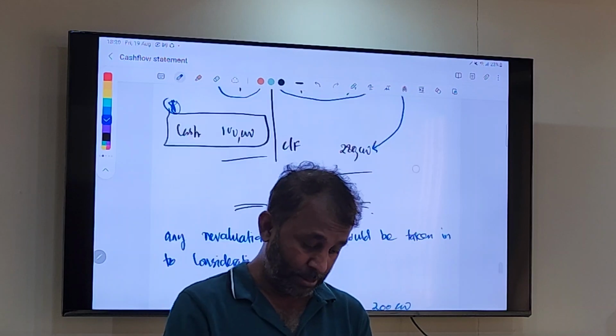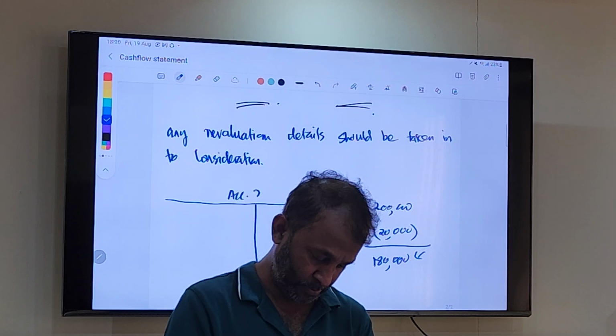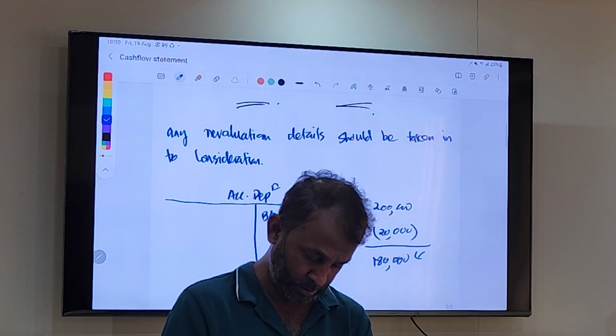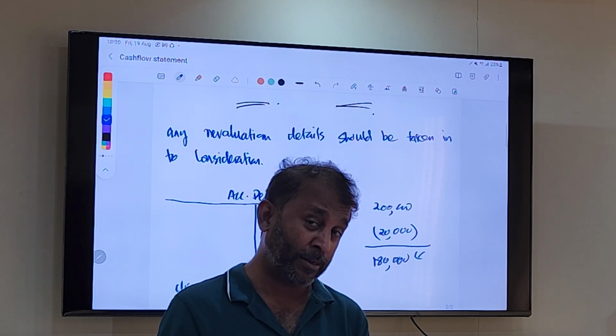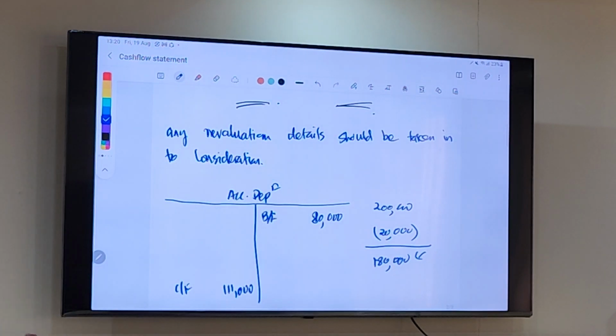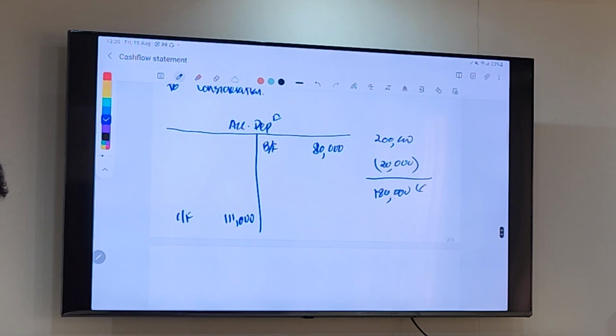Clear? Okay. Now, what about accumulated depreciation? What's your opening balance? 80,000. Closing balance? 111,000. And do we know the current year depreciation expense? That we have to find out. The disposed asset's depreciation has to be taken care of. Is the question telling you the depreciation expense for the current year? No, they are not telling you.